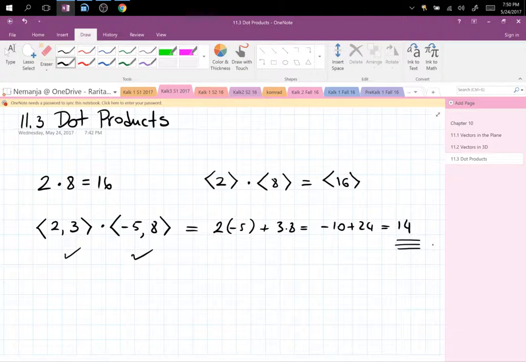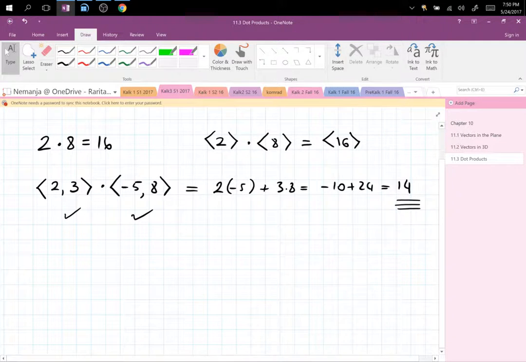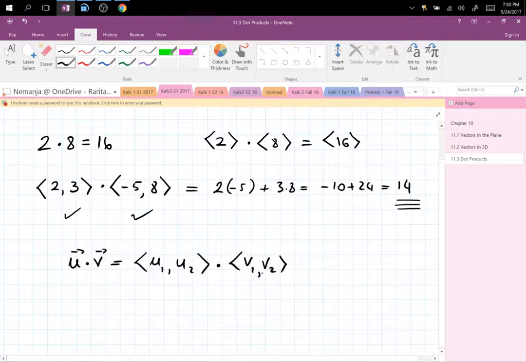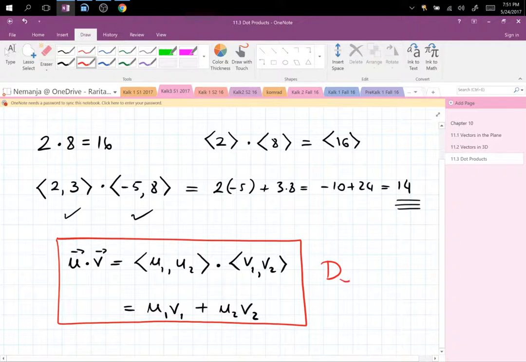Now, I would like to introduce the dot product using the calculation. So we have u dot v, which is (u1, u2) dot (v1, v2), and that is equal to u1 times v1 plus u2 times v2. That's how we compute it. It's a definition.